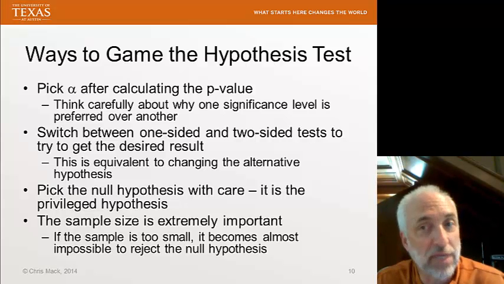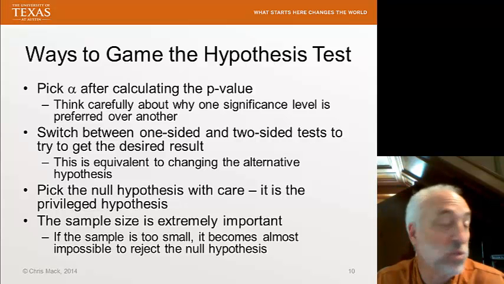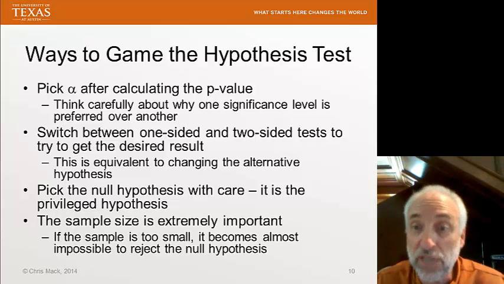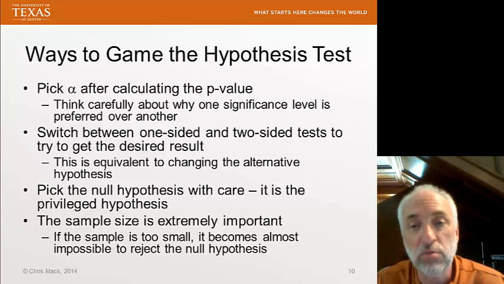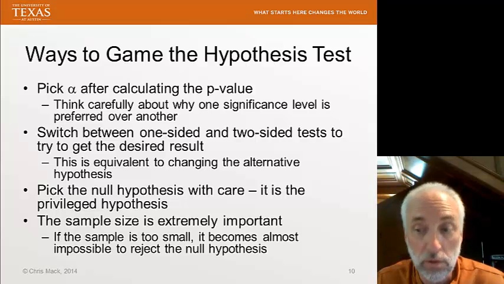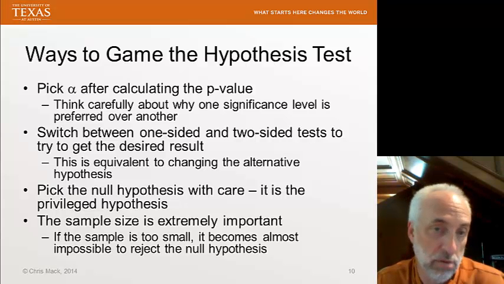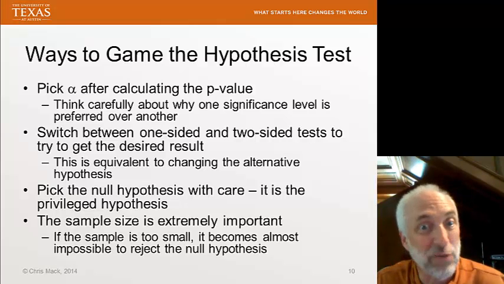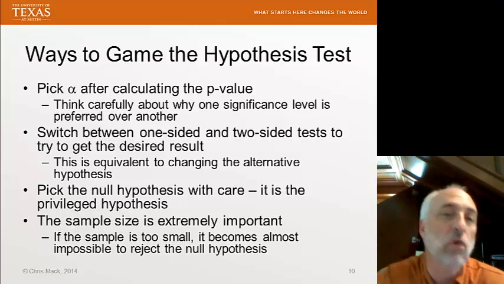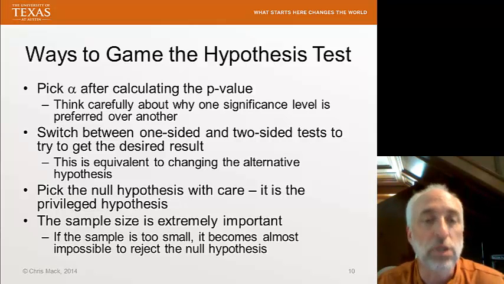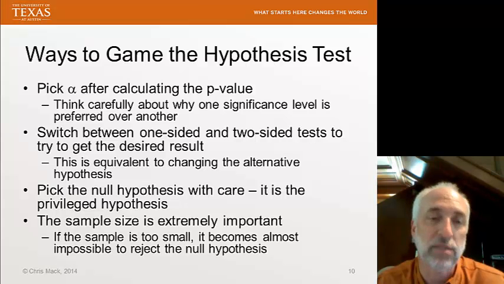Another way to game the hypothesis test is to switch between a one-sided and a two-sided test. In this case, the two-sided p-value was 0.25, but if I switched to a one-sided test, I would get a p-value of 0.125. That's a factor of 2 difference in the p-value, and with that factor of 2 difference, I could sometimes cross over to the other side of alpha and come up with a different conclusion about whether to accept or reject my null hypothesis.